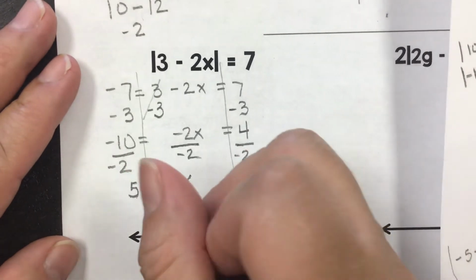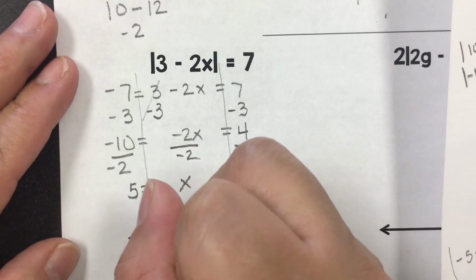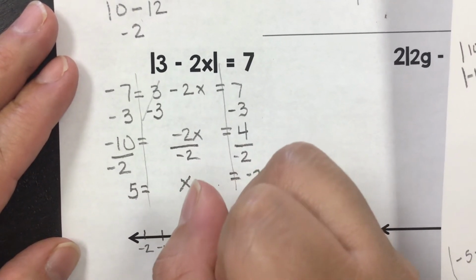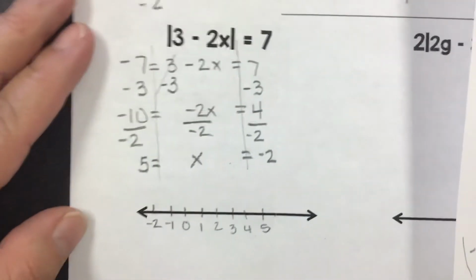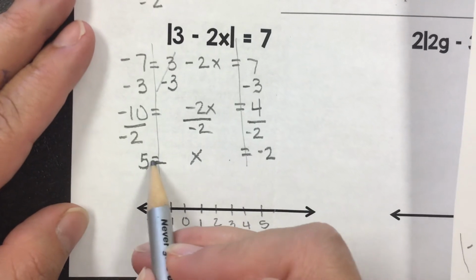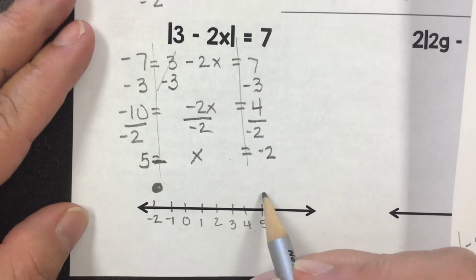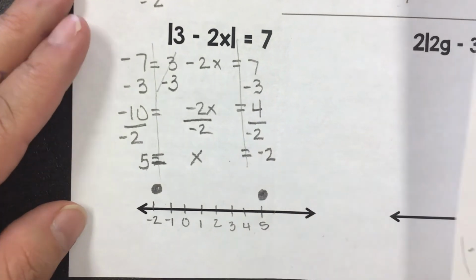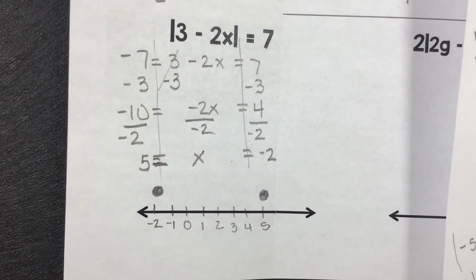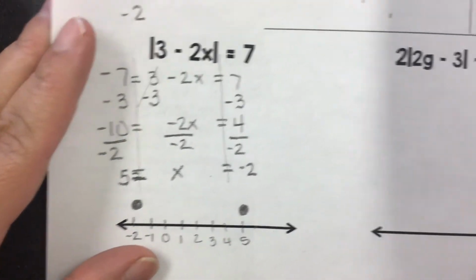How do you draw this on the number line? We're going to do negative 2, negative 1, 0, 1, 2, 3, 4, 5. It is equal, so you put a closed circle at the 5 and at the negative 2. Pretty easy, huh? Since we don't have to move to the right or to the left because of the arrows, these are just dots on the number line.